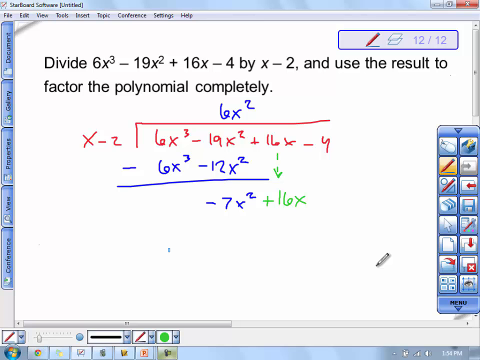What can I put up here to multiply by x to get negative 7x squared? That'd be negative 7x. Negative 7x times x gives me negative 7x squared. Negative 7x times negative 2 gives me positive 14x. When I subtract, now maybe you want to put parentheses around this when you subtract so you remember to distribute, but it's negative 7x squared minus negative 7x gives you 0. 16x minus 14x gives me 2x. And now I can drop the next term.